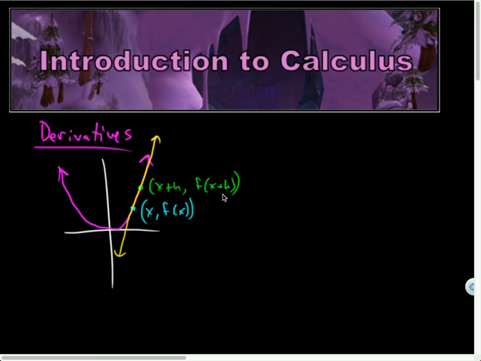All right? And we're going to move this x plus h point closer and closer to the original point. So close, in fact, that we will take the limit as h approaches 0, so that there's no noticeable difference between those 2 points. And we're going to find the slope between those two things. And what is the slope formula?